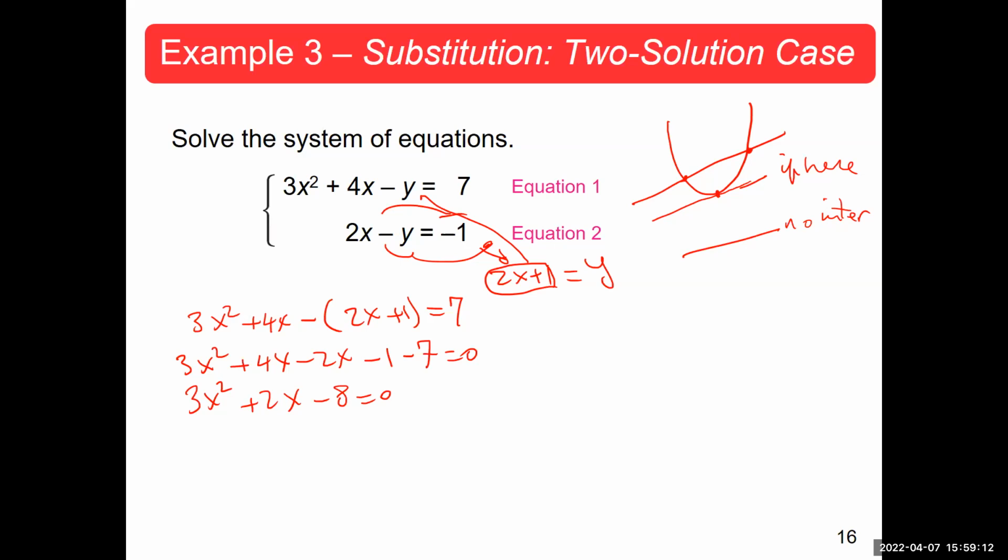How do we solve for x? We need to FOIL out. If I multiply 3 by negative 8, that gives me negative 24. I need two numbers. If I add them up, it's 2. If I multiply them, it's negative 24.